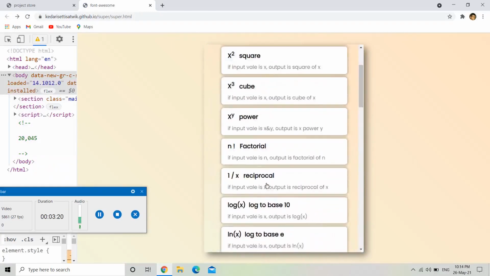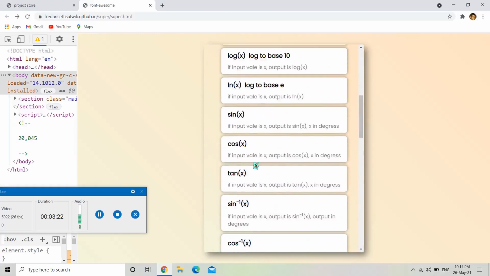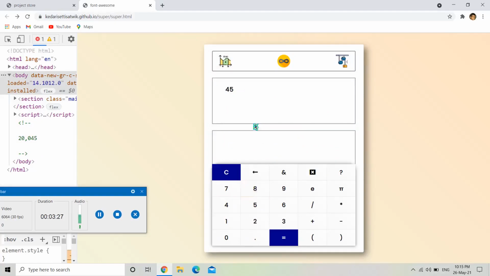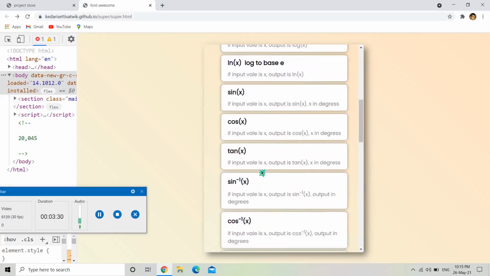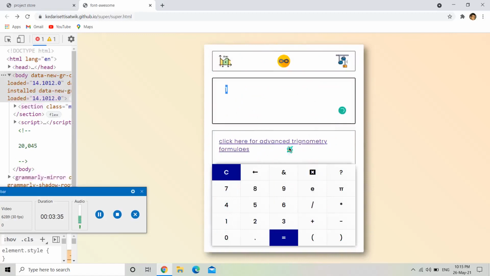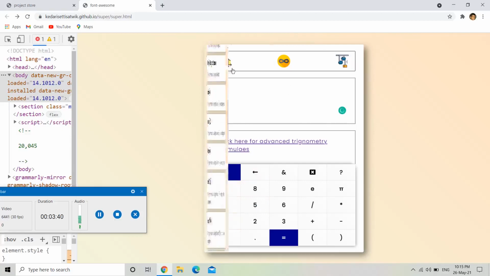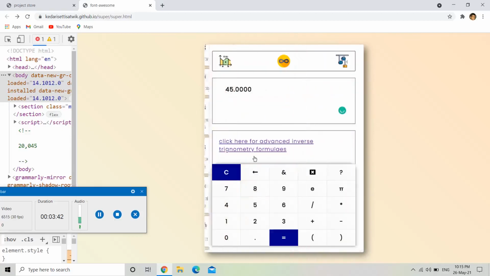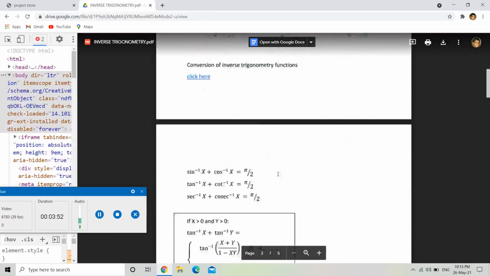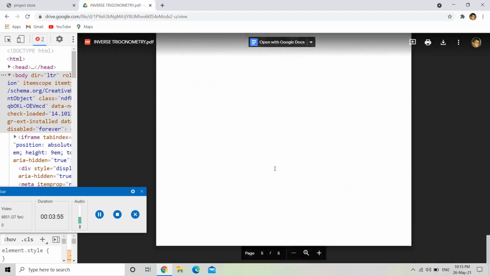Now let's see another thing. Cos x and tan x also work in the same way. Okay, now let's see tan. Here also are advanced formulas for trigonometry. Inverse trigonometry also works. If we write 1 and tan inverse 45. And here is a new link for inverse trigonometry functions, graphs of functions and compound formulas and so many.